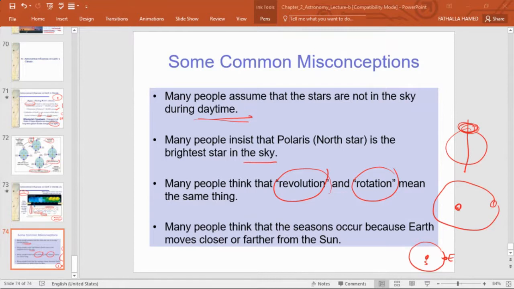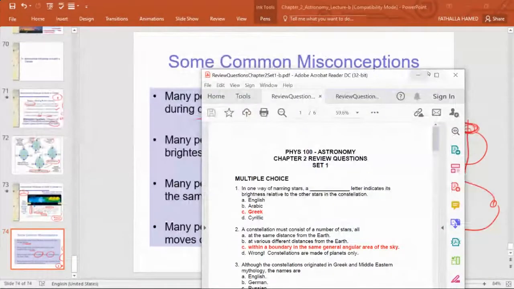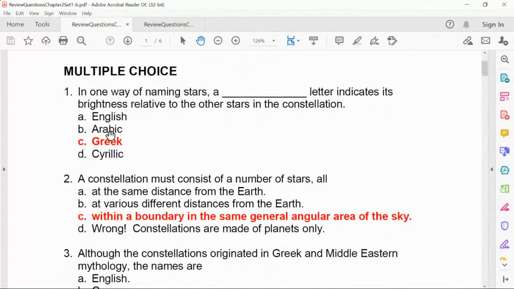Now, what we're going to do next is look at the review questions. And we have two sets for these review questions. And as usual, the answer is given in red here.